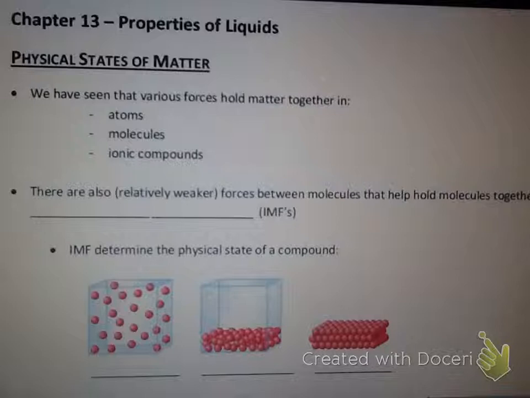The forces that hold all those subatomic particles together in atoms. Ionic compounds, those coulombic forces that drive opposite charges together. So the big force that we're going to look at, the forces that are between molecules that we're going to talk about in this chapter, are called intermolecular forces.